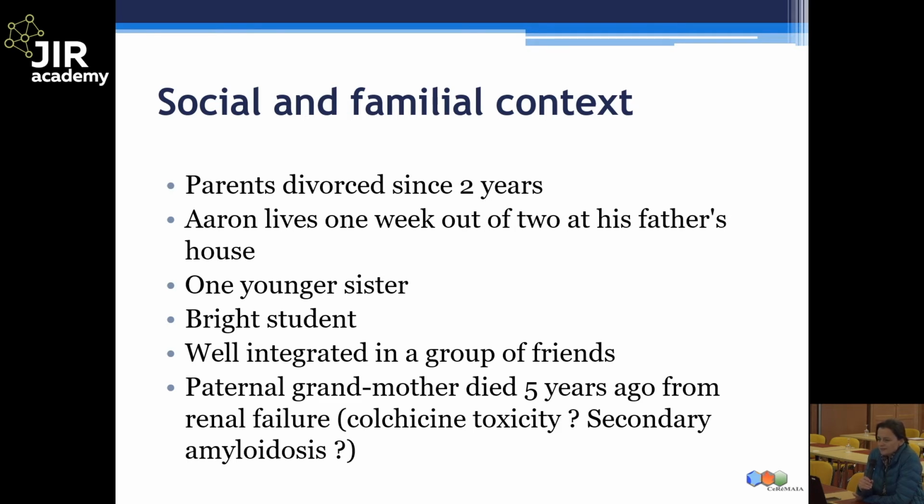But the only thing I might find in the history taking is that the paternal grandmother died 5 years ago from renal failure. It's not really clear why. This lady also had FMF, and it's not clear if she had secondary amyloidosis or if she died from colchicine toxicity. It was not so clear at the first history taking.